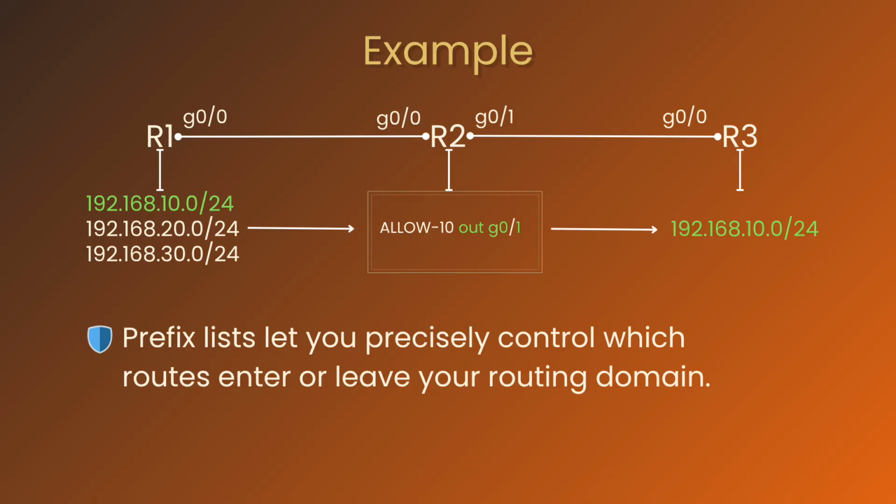Here's a simple example. In this network, R1 has 3 networks, but we only want R3 to learn about the 192.168.10.0/24 network. So on R2, we create a prefix list that permits only 192.168.10.0/24. Then we deny everything else. Finally, we apply the prefix list outbound on the interface facing R3. The results: R3 only sees the route we want it to see, nothing extra. This is the power of prefix lists.